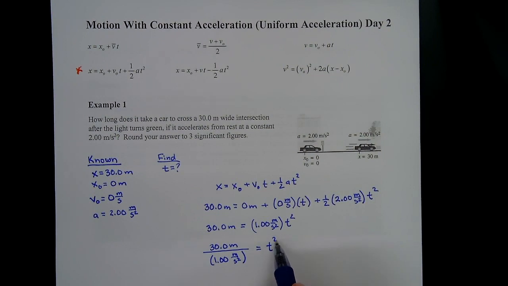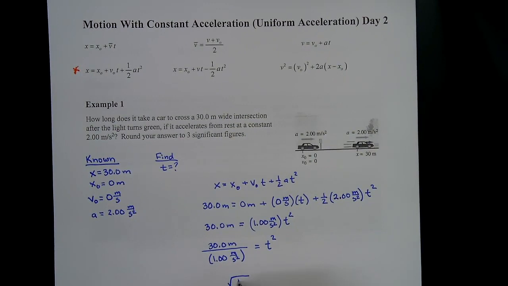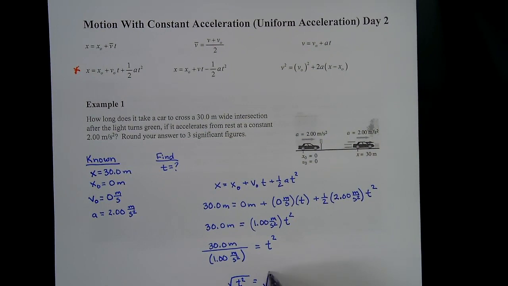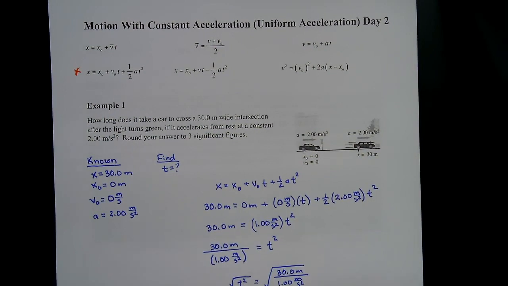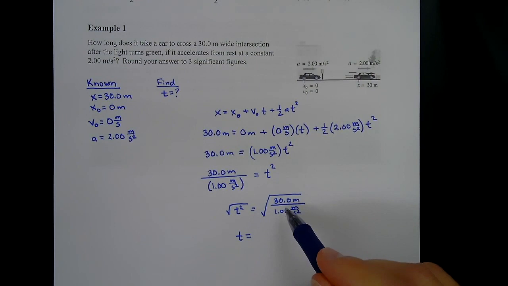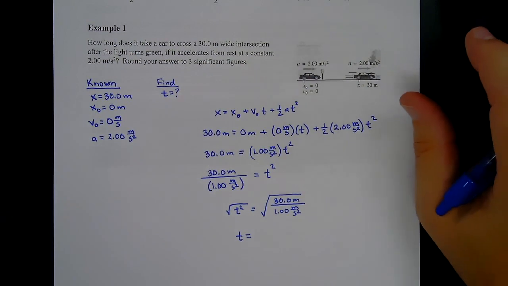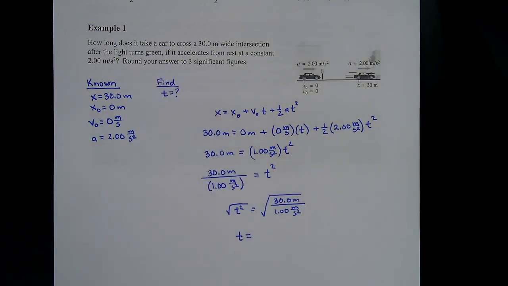And then what I'm going to do next, to get rid of a square, is square root both sides. So T squared is equal to the square root of 30.0 meters over 1.00 meters per second squared. And so T is equal to, and we're going to pick the positive value, because we could get positive or negative, but time is always positive. So we're going to put that into our calculator and see what we get. And I want you to round to three significant figures.